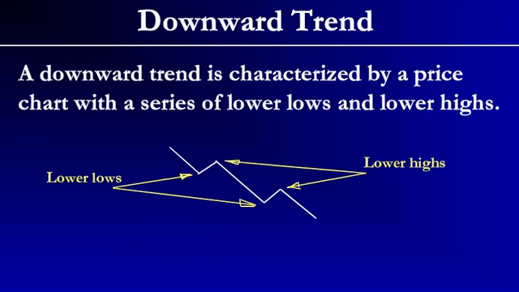Now, in the case of a downward trend, it's characterized by the price chart in which the series of highs and lows are lower lows and lower highs. Again, there's a white zigzag line going down. That's drawing a line between the starting point, a low, back to a high, back to a lower low, back to a lower high, and then further down. So that's characteristic of a downward trend.